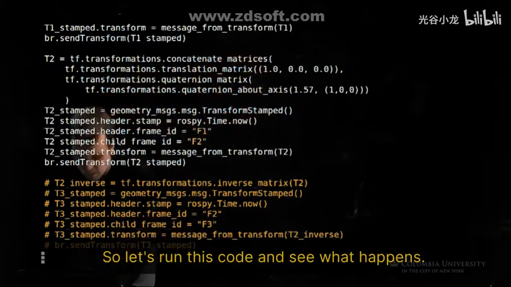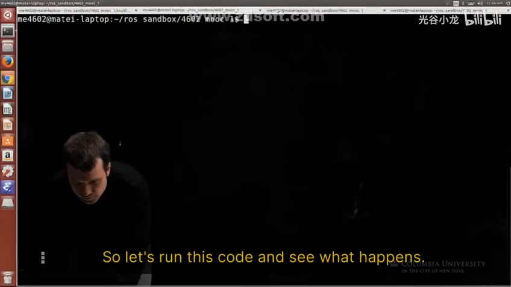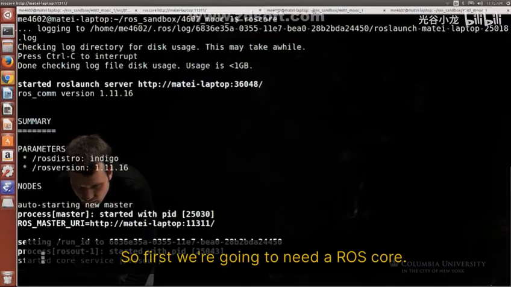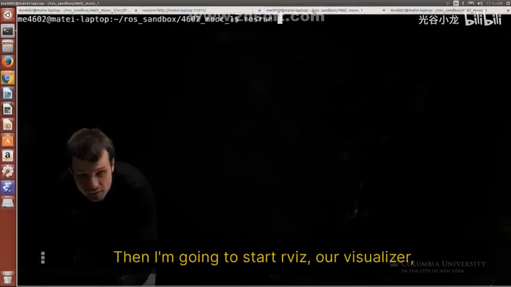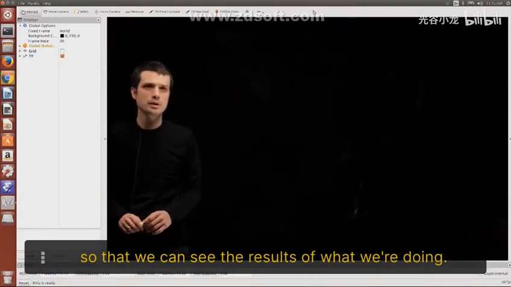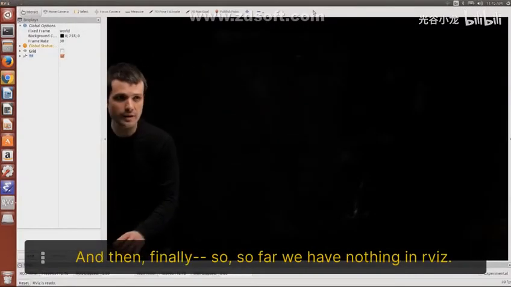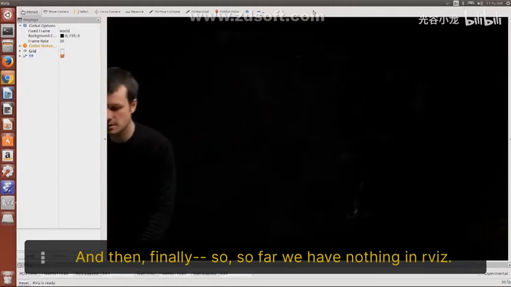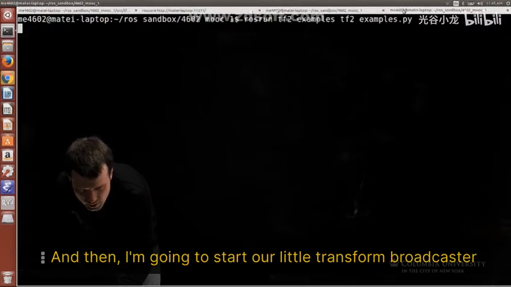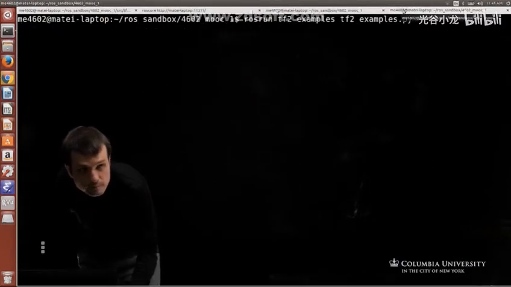So let's run this code and see what happens. So first we're going to need a ROS core. Then I'm going to start RViz, our visualizer, so that we can see the results of what we're doing. And then finally, so far we have nothing in RViz. And then I'm going to start our little transform broadcaster code.